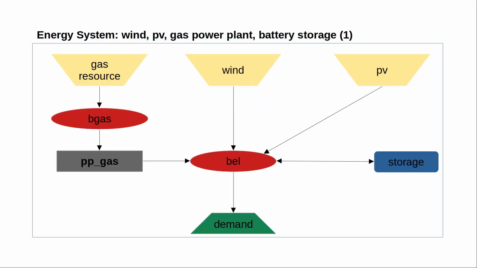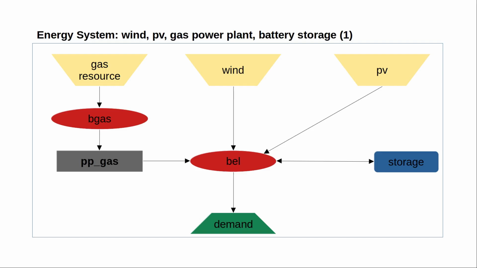The energy system we are looking at today is composed of three different sources. We have a gas resource, a wind resource, and a PV resource. The gas resource is providing us with the natural gas bus, which is then fed into a power plant, which is converting this gas into electricity. Wind and PV are producing electricity directly according to the availability of wind and solar radiation.